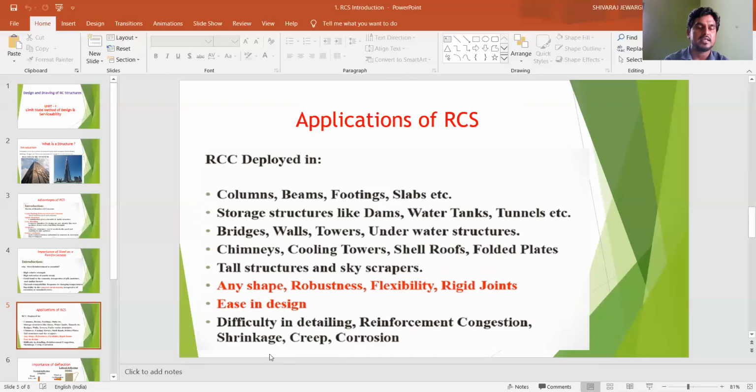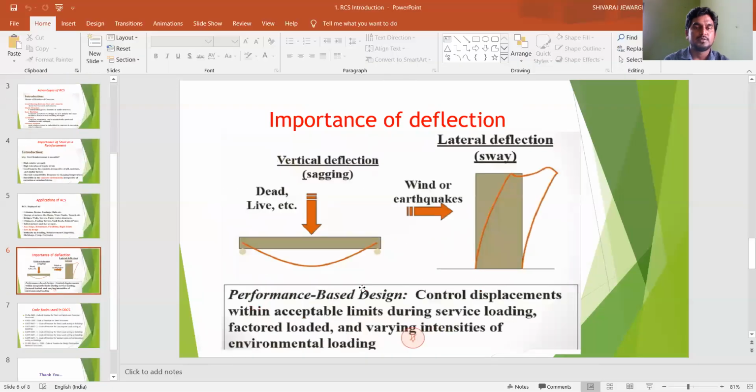And also, for the concrete, we can have some difficulty in shrinkage, creep, and corrosion. So we should take proper care of these kinds of difficulties in concrete. So next, we'll move to the importance of deflection in RC structures.